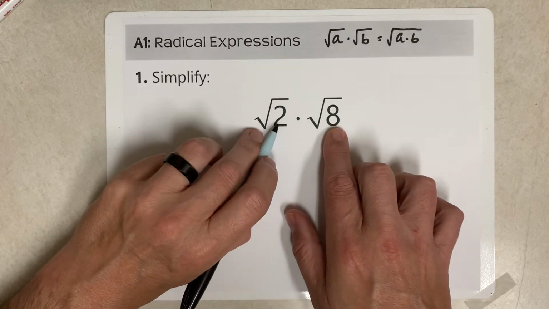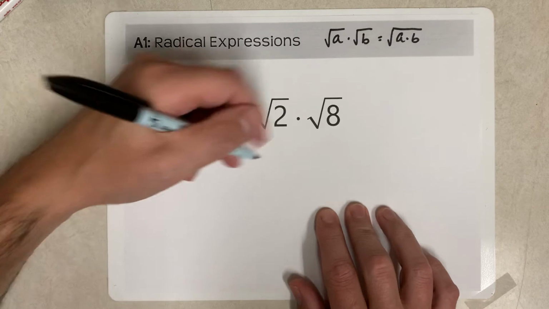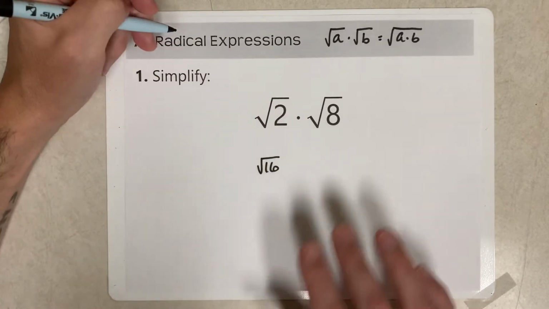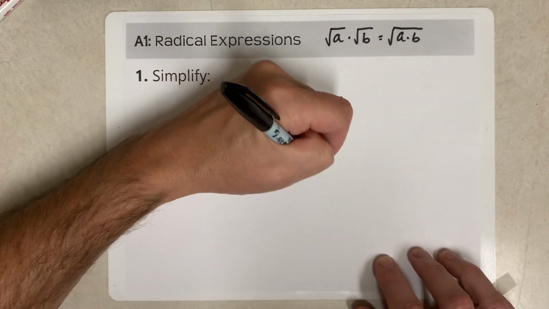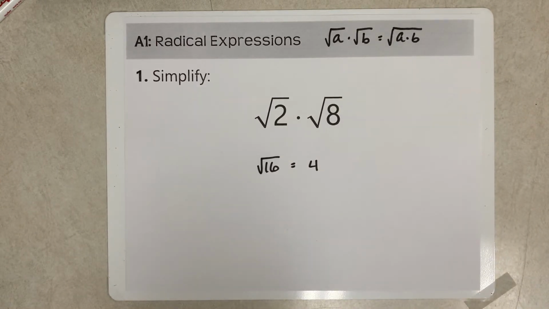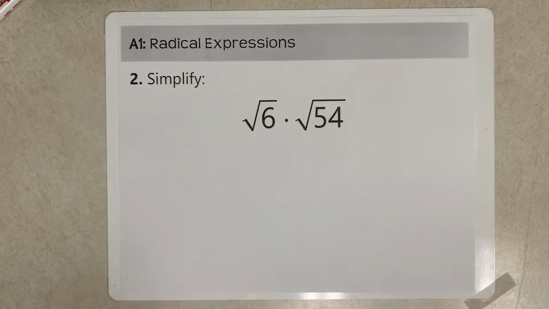So 8 times 2, what you're going to do is multiply these guys together. 8 times 2 is 16. So really this is going to be the square root of 16. Now, nicely, the square root of 16 is 4. That's what it's going to be. And that's it. That happens sometimes, and then sometimes you don't get a nice number when you get done. By nice number, I mean integer.